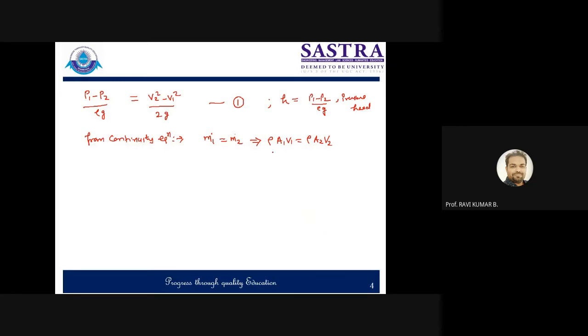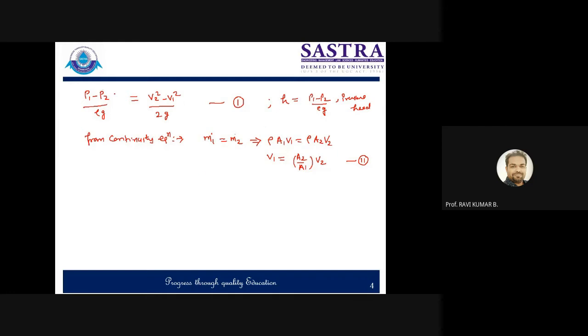Follow the derivation parallelly, otherwise you will lose track. So velocity 1, when you're writing, you can write as A2 divided by A1 in one bracket times V2. This we got, equation number 2. Clear? So combining equation number 1 and equation number 2, we have to combine them together.